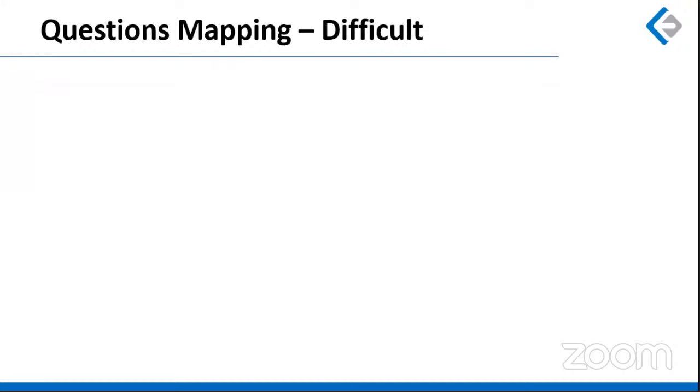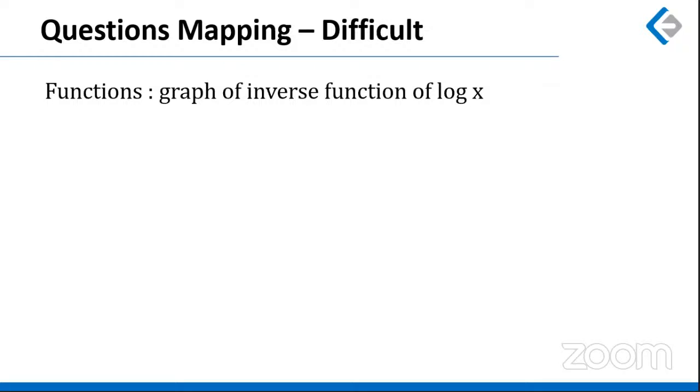Coming to question mapping of difficult questions, a question based on functions was given where a graph was given and we had to find out the graph of the inverse function to the given function. Okay, so the given function was log x function, and therefore the inverse function may be e raised to x or 10 raised to x, depending upon what was the base of log. And the graph of e raised to x or 10 raised to x would be your answer. Okay, a shortcut here, let me tell you, whenever you want to find out the graph of an inverse function, okay, just remember that it is symmetrical about the 45-degree line, that is x is equal to y line.